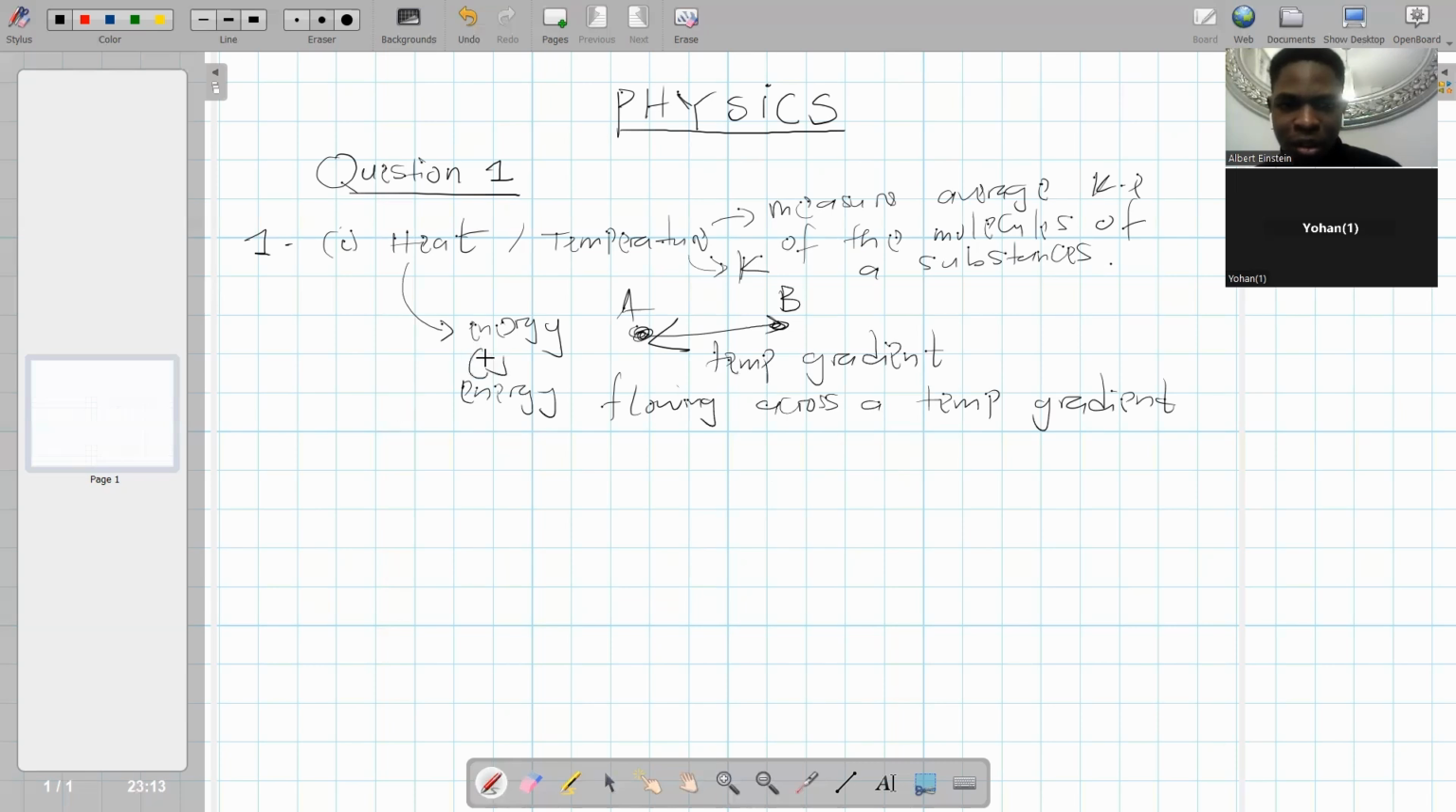Now you are seeing already the big difference. Temperature is measured in Kelvin or degree centigrade, while heat energy is in joule. So the second term, I think, okay for that one.